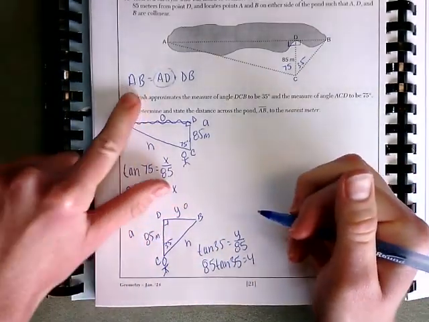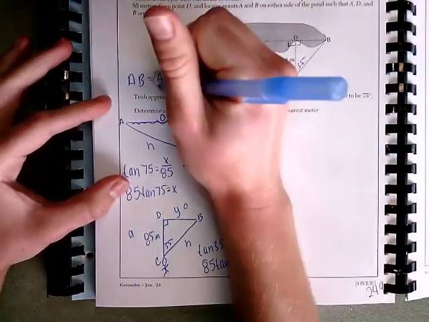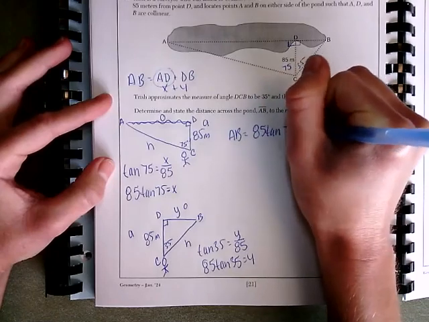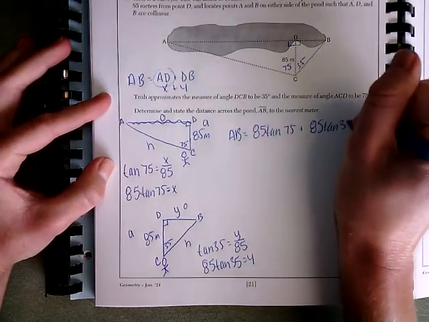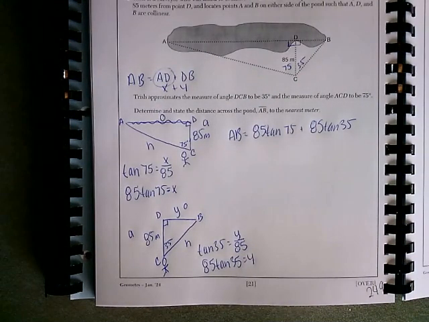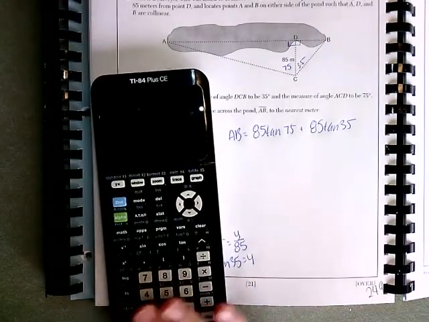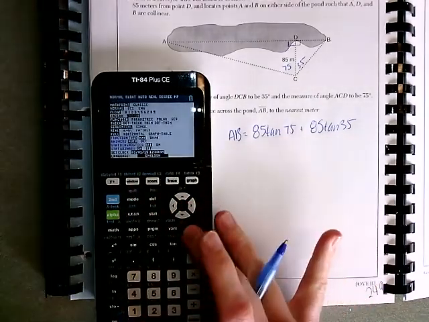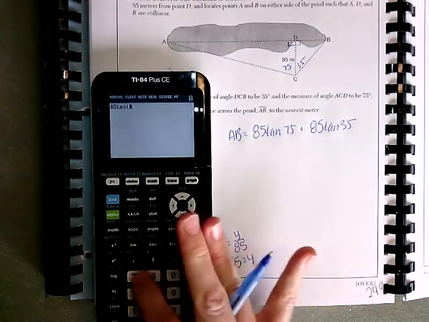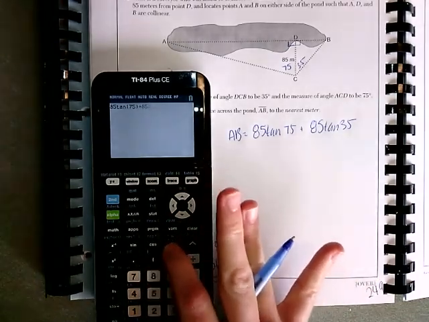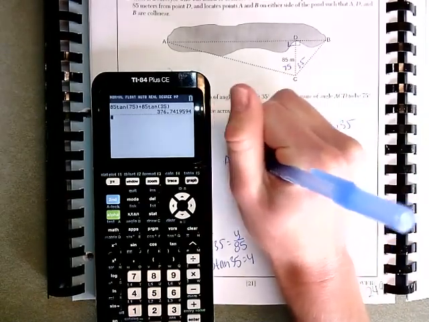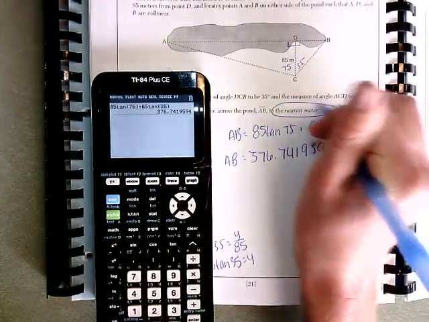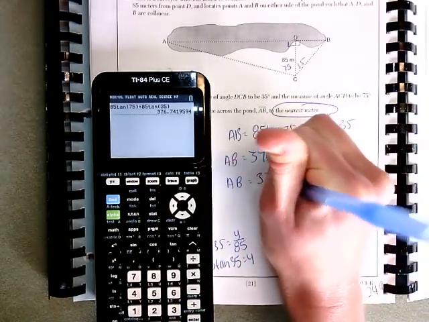Okay. So as we talked about up here, AB is equal to AD plus the length of DB. So it's equal to x plus y. So to find the length of AB, we're going to do 85 tangent of 75 plus 85 times the tangent of 35. So let's figure out what that is equal to. So let's get our calculator. I need to change my mode. So I have 85 tangent of 75 plus 85 tangent of 35. So AB is equal to 376.7419594, and we want to round to the nearest meter, so AB is equal to 377 meters.